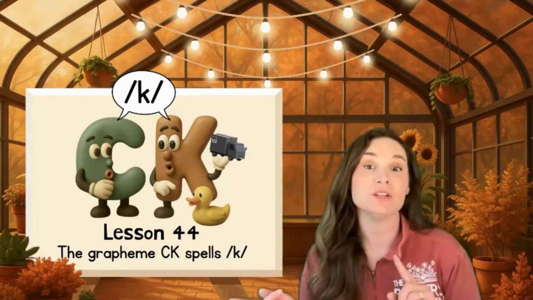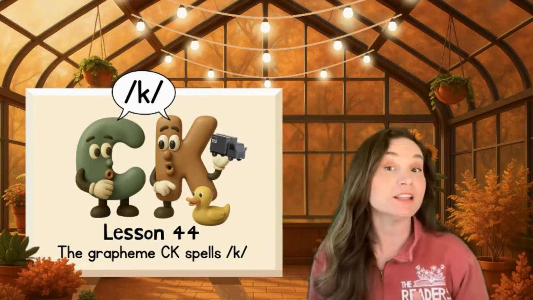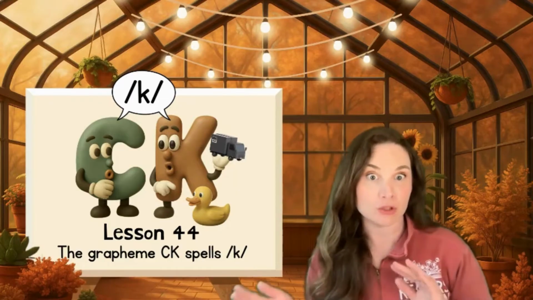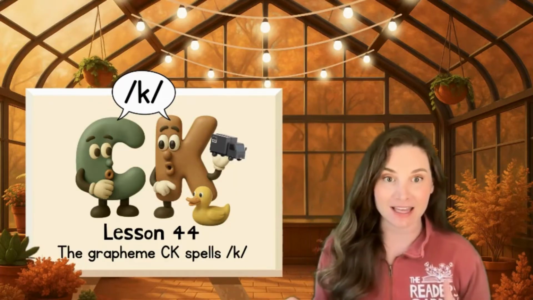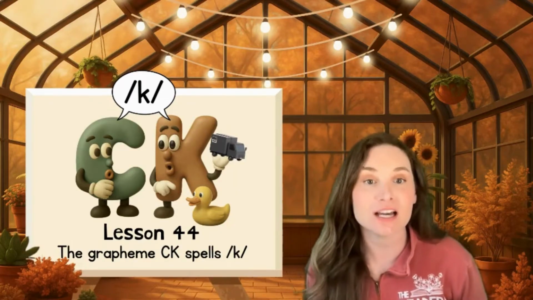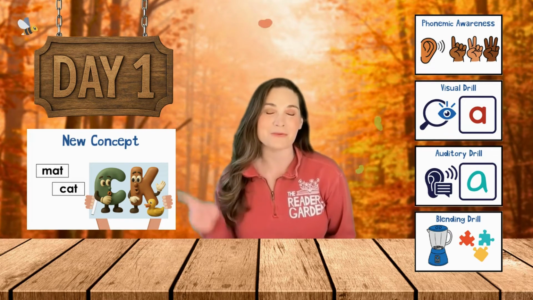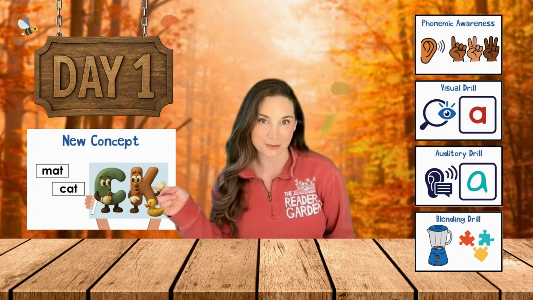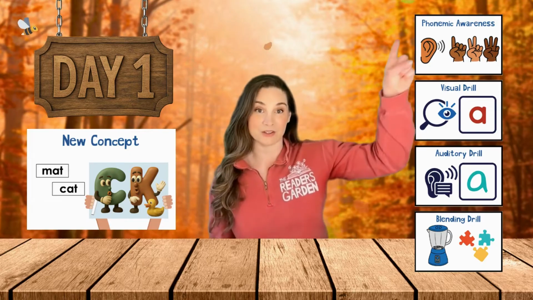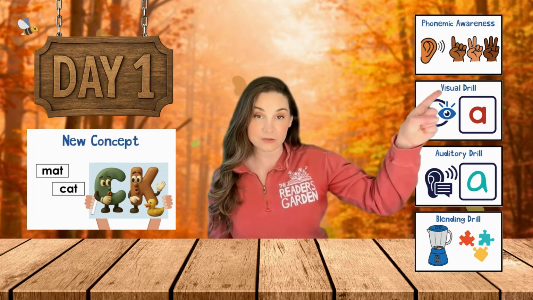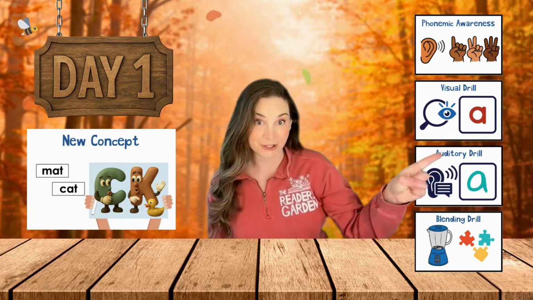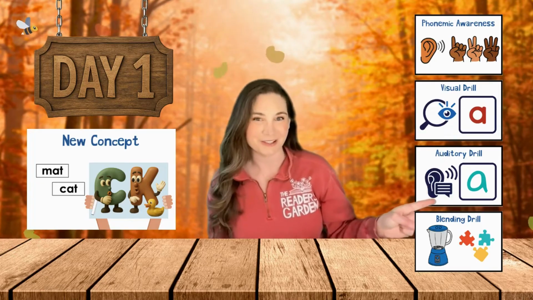Readers! Today we're going to be doing lesson 44, where we learn that the grapheme, or the two letters, C and K, spell the sound K. Welcome to day one of our lesson. We'll start out today with talking about our new concept. Then, after that, we'll do some phonemic awareness practice, practice our visual drills, do our auditory drill, and we'll finish up with our blending drill.